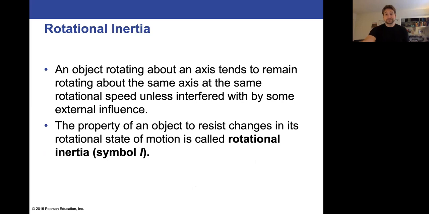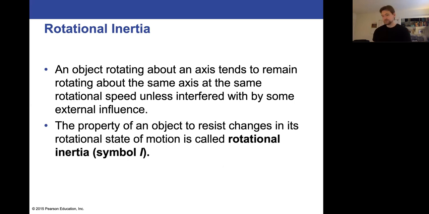Inertia, still a thing. An object rotating about an axis tends to remain rotating that way unless something interferes with it, which sounds a lot like Newton's first law of motion. The property of an object to resist changes in its rotational motion is called rotational inertia, which is hardly a surprise. Let's use the symbol I. This is not a lowercase l, this is a capital I in this particular typeface. I for inertia.